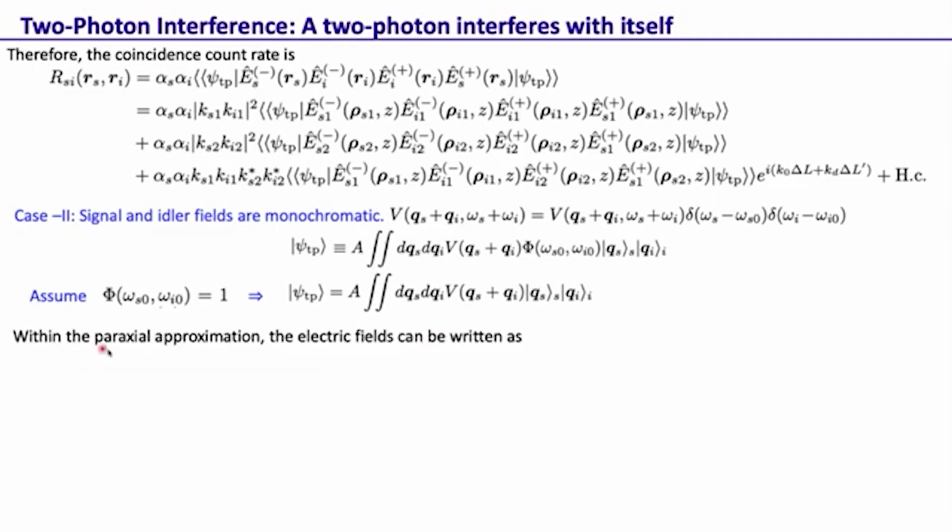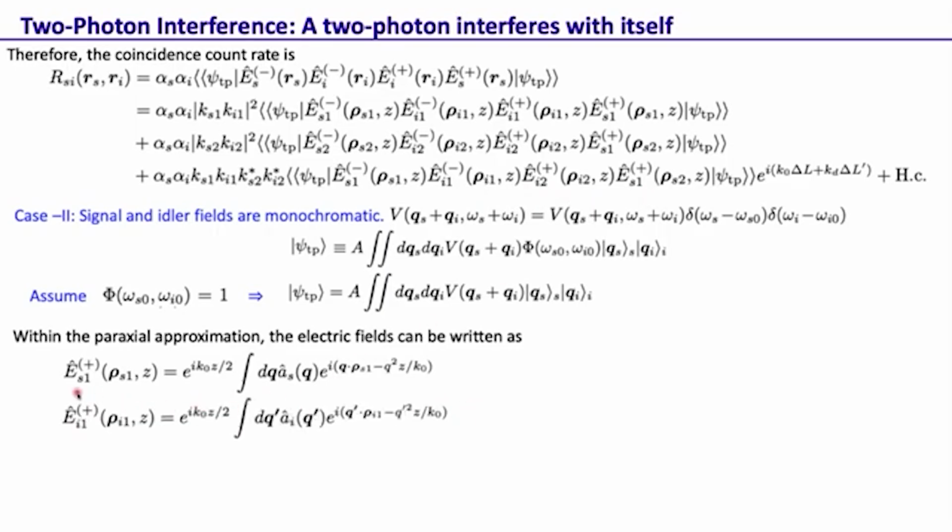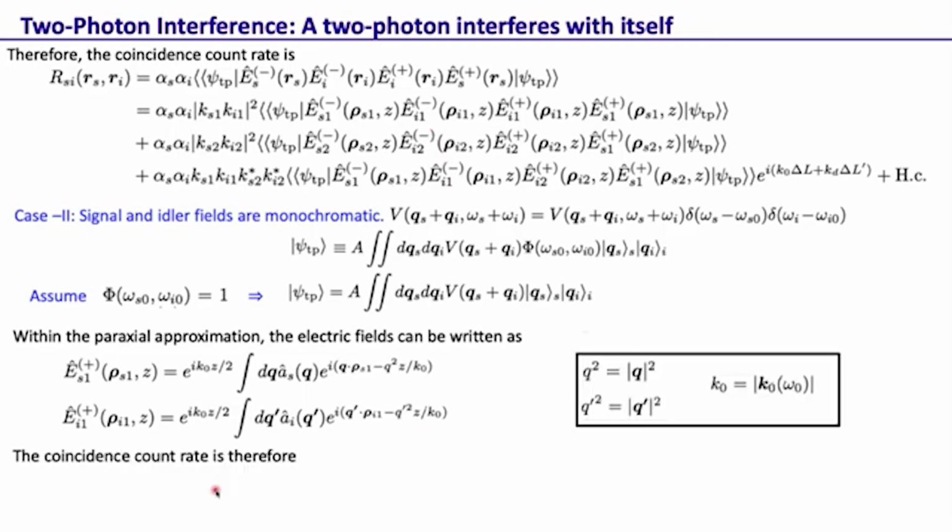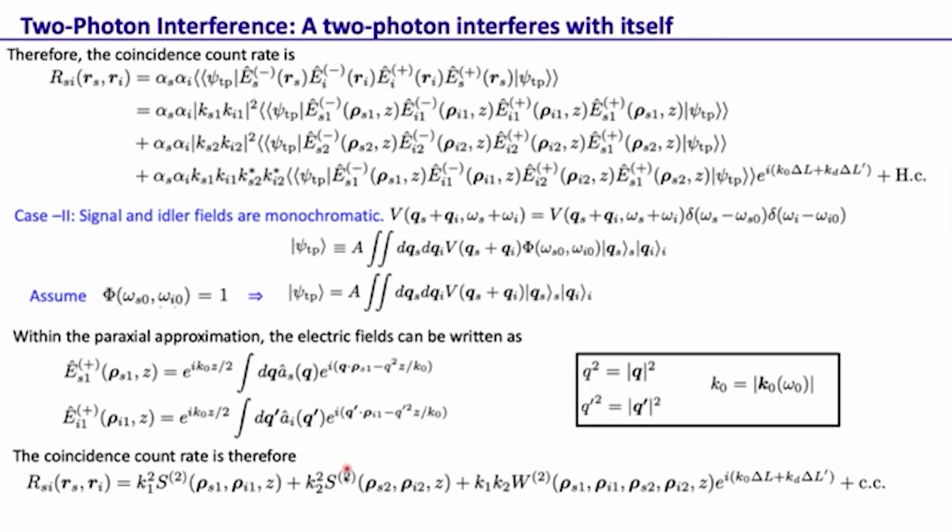And then if we assume the paraxial approximation for the field, then these electric field operators, this E_S1, E_I1, E_I2 and E_S2, we can write like this. So here I have written expressions for E_S1 plus, E_I1 plus, and this is just the paraxial approximation. Again, the modal expansion here and the way that we carry out the paraxial approximation is exactly the same as we do it for the classical fields. So we assume this for the 2 photon state and the paraxial approximation for the electric field operator, and with that we can write the coincidence count rate like this. This is just the 4 terms we have here.